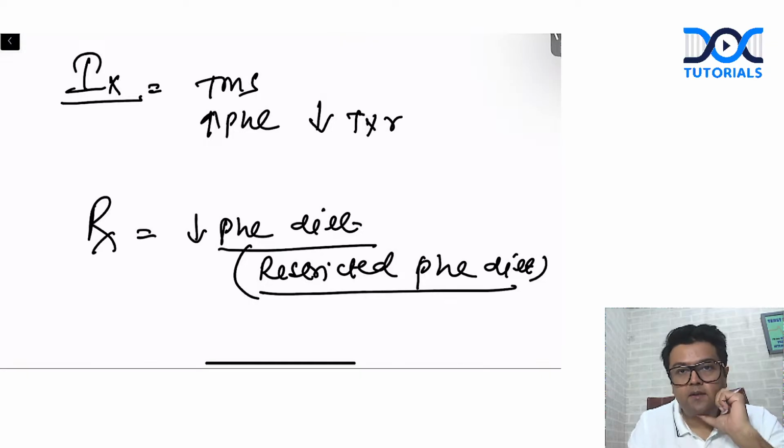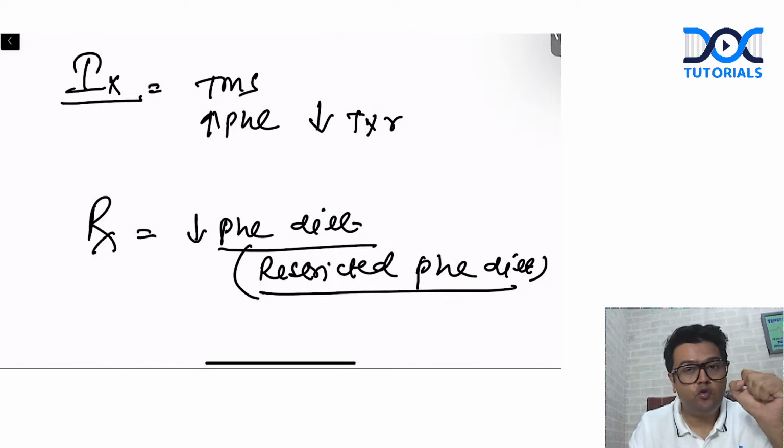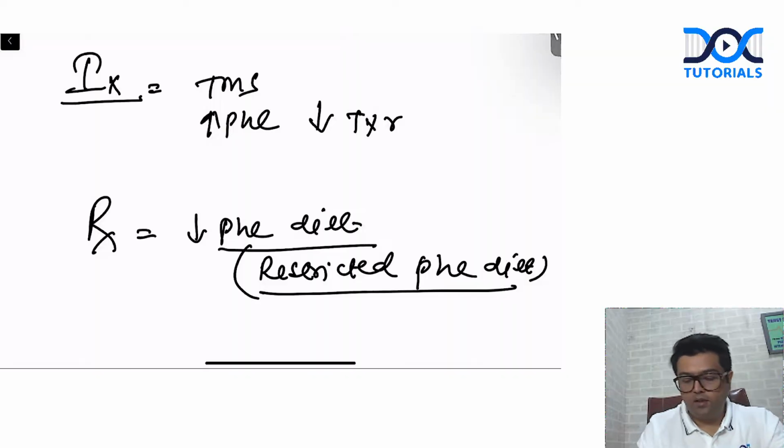You know why I'm not saying zero phenylalanine diet? I could have written it like this, but I cannot write that. Because phenylalanine is an essential amino acid. We cannot make it zero, so we need to supply that in the diet. If it was some non-essential amino acid, we can make it zero. Like if it was glycine, we can make it zero because glycine is a non-essential amino acid, right?